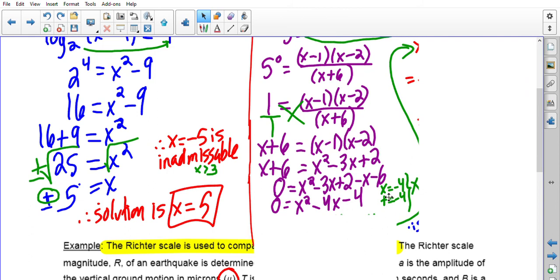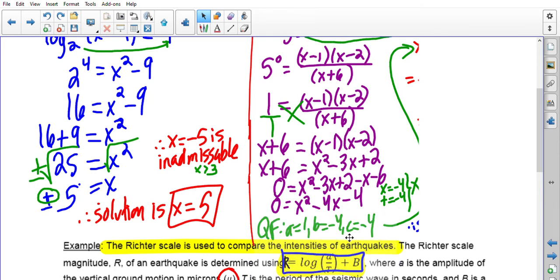So we go to the side: what two numbers multiply to negative 4 and add to negative 4? There are no two numbers that we can come up with to do that. So in that case, we are going to have to use the quadratic formula. We have an a value of 1, a b value of negative 4, and a c value of negative 4.